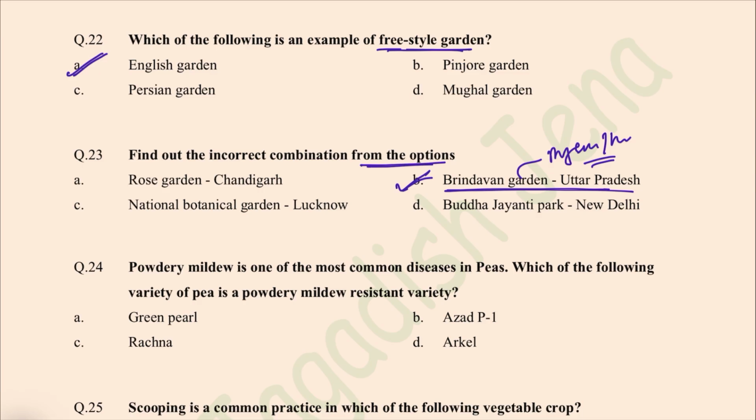All others are correct. Rose Garden you can find in Chandigarh, National Botanical Garden in Lucknow, Buddha Jayanti Park in New Delhi. Brindavan Garden is a famous terraced garden located adjacent to the Krishnaraj Sagar Dam, in Mysore, Karnataka, not in Uttar Pradesh. Question from here: Lal Bagh Botanical Garden is a famous horticultural landmark located in which Indian city? That is Bengaluru. The headquarters of NBRI, the National Botanical Research Institute, is located in Lucknow. Next question.